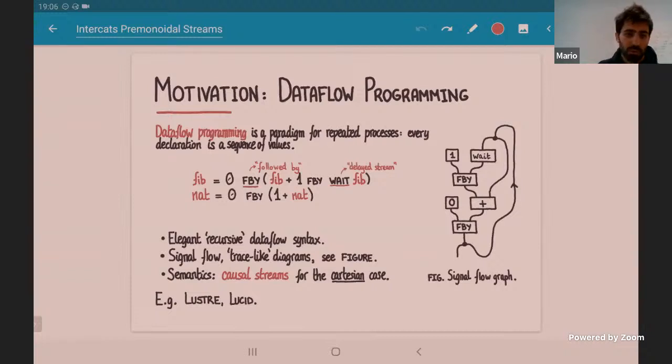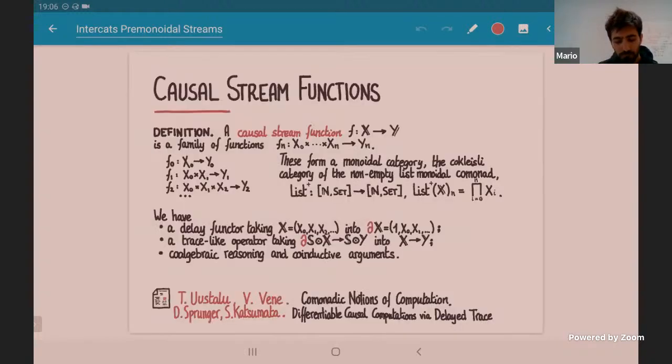Okay, and you have some example languages. I have listed Lucid and Lustre. There is Lucid synchronous, which is closer to the thing we are going to do, and there are others. So what are causal string functions and what is the work that is already done?